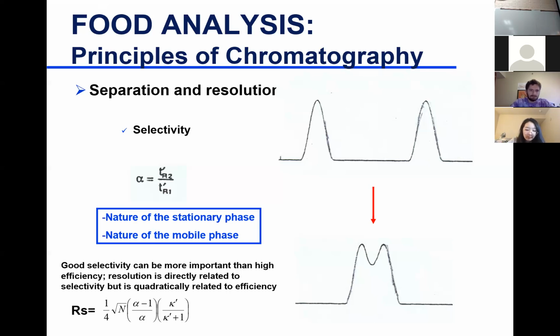One thing to note here is selectivity carries more weight than efficiency. Why is that? If we look at the equation of the resolution here, for the number of theoretical plates, there is a square root of the number of theoretical plates, and there's also a division by 4. So it's quadratically associated with resolution. However, selectivity is directly related to resolution.